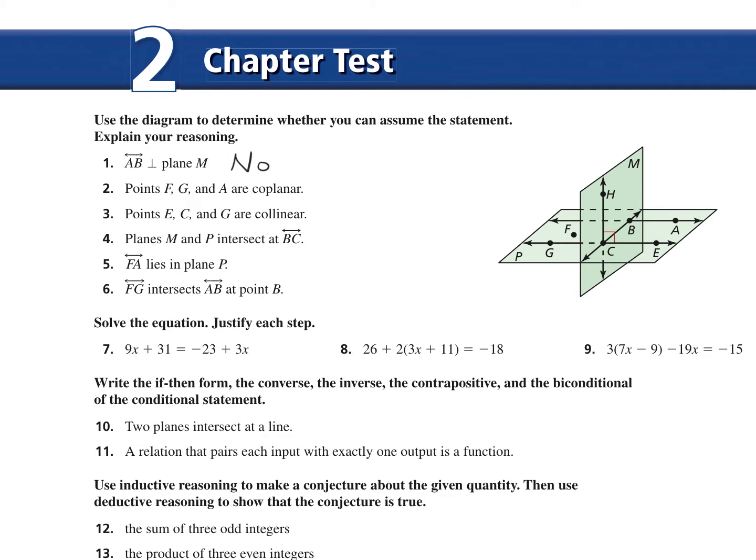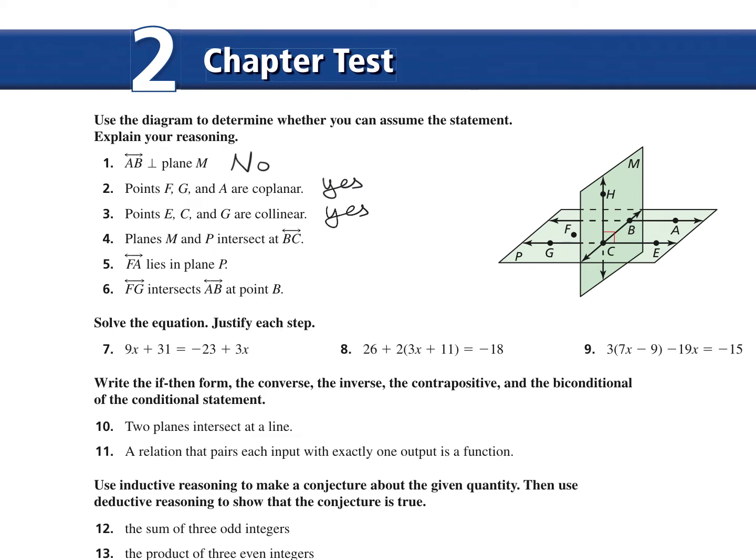Then when I look at number 2, points F, G, and A are coplanar. F is located here, G is here, and A is here. This one I can conclude because they are all in plane P. They are all coplanar. So number 2 is yes. Number 3, E, C, and G are all collinear. E, C, and G are all right here, and they are all connected and on the same straight line. So this one is also yes.